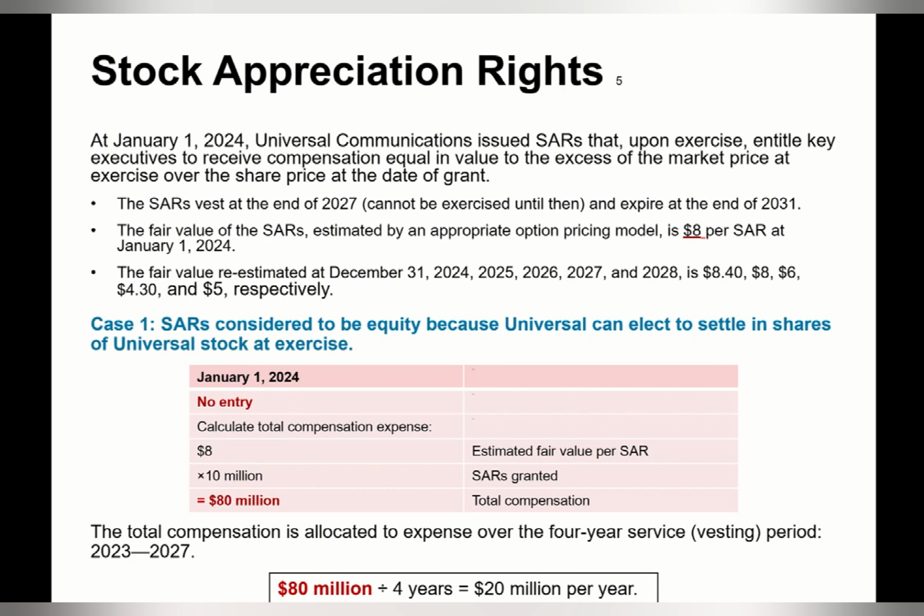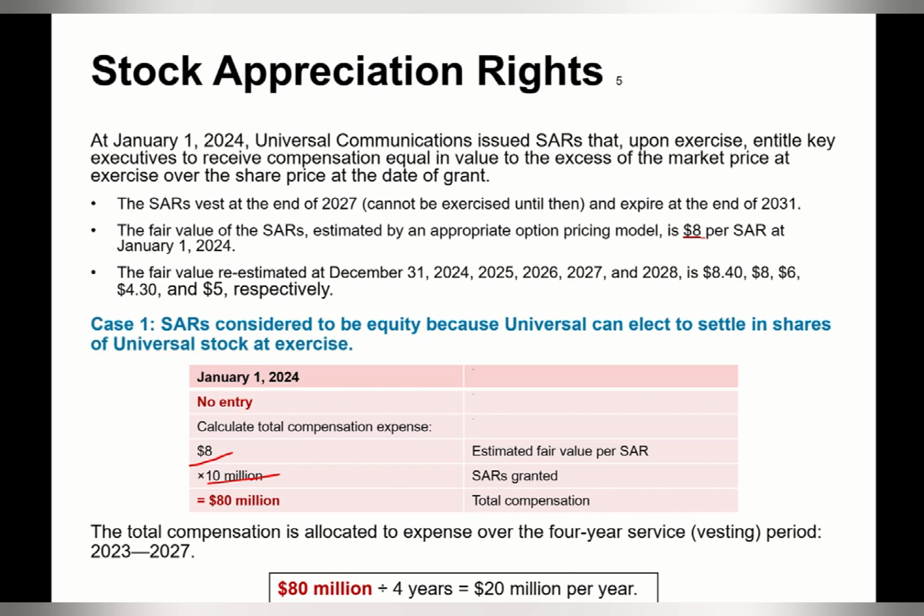and $5 respectively. Case 1. SARs considered to be equity because Universal can elect to settle in shares of Universal stock at exercise. So on January 1st, 2024, there is no entry, but we need to calculate total compensation expense of the SARs. Estimated fair value per SAR is $8. Assume SARs granted is $10 million, so the total compensation will be $80 million.